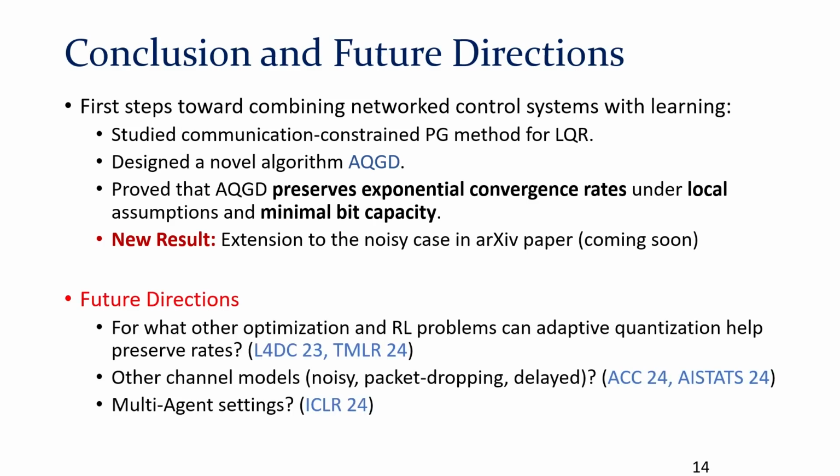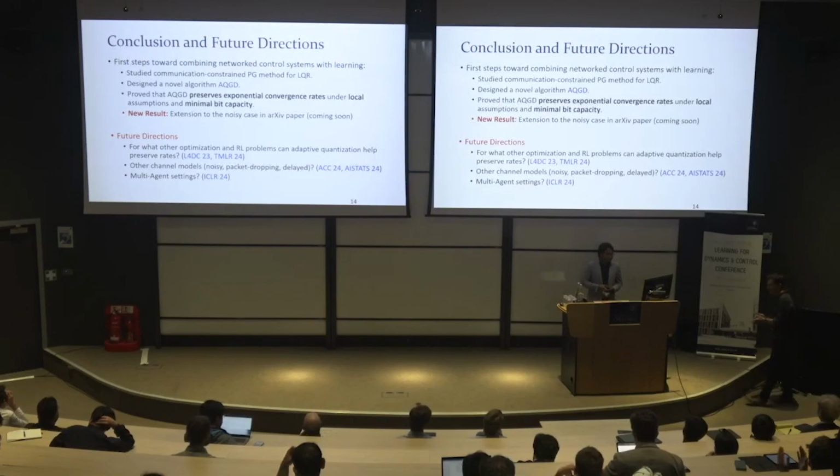So there are several interesting questions that remain open. In principle, whenever the underlying operator is smooth, you can potentially apply the scheme. So you can think about what other RL and optimization problems we can think of where this rate preservation applies. You can think about other channel models. You can think about multi-agent settings, etc. And these references are some of our initial works along these thrusts. So with that, I'll stop and I'll be happy to take questions. Thank you.